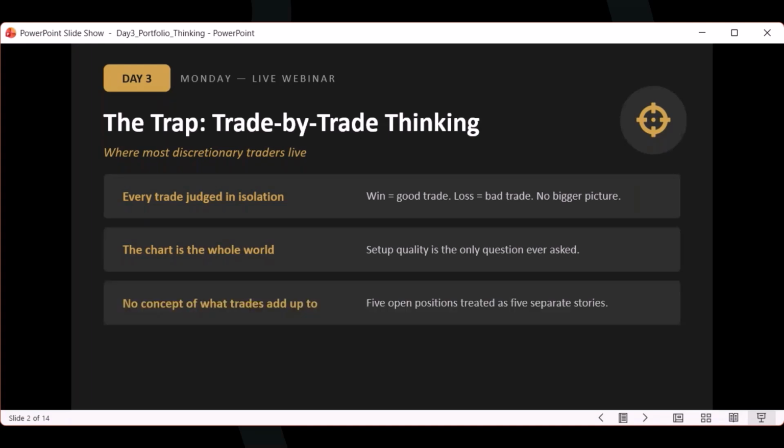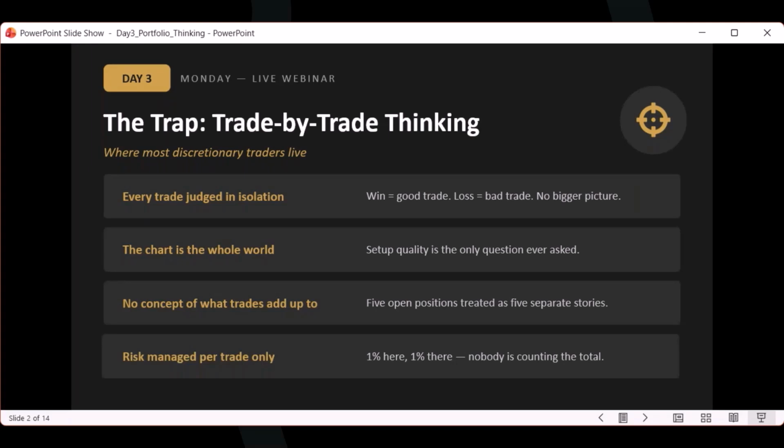When you adopt trade by trade thinking alone, we're not looking at the concept of what trades add up to. So 5 open positions essentially are treated as 5 separate stories, even though, as we're going to talk about in a little while, they may actually be telling the same story, which may be to your detriment if the market moves in particular ways. And also, of course, what we're doing when we're trade by trade thinking is we'll adopt a 1%. Let's give it 1% of our equity on every trade. So trade 1 might have 1%, trade 2 with 1%, trade 3 1%, without actually looking at the total in terms of what may move together and how they move.